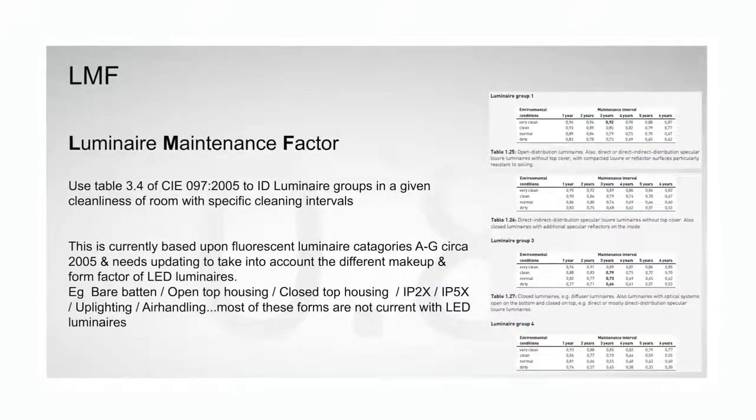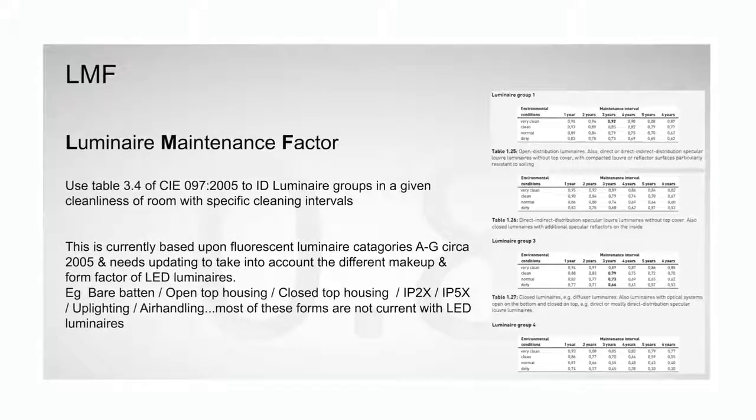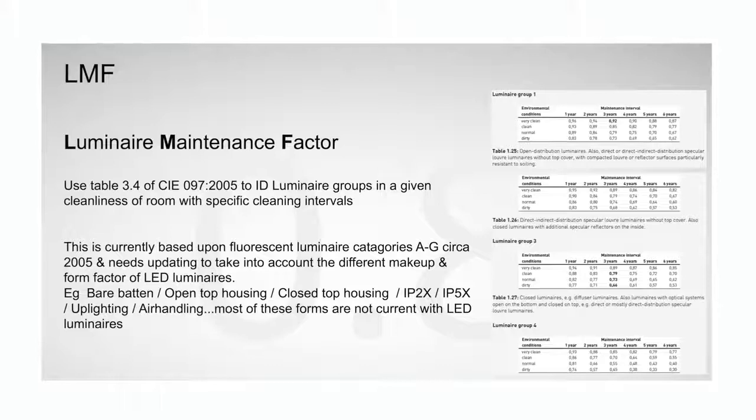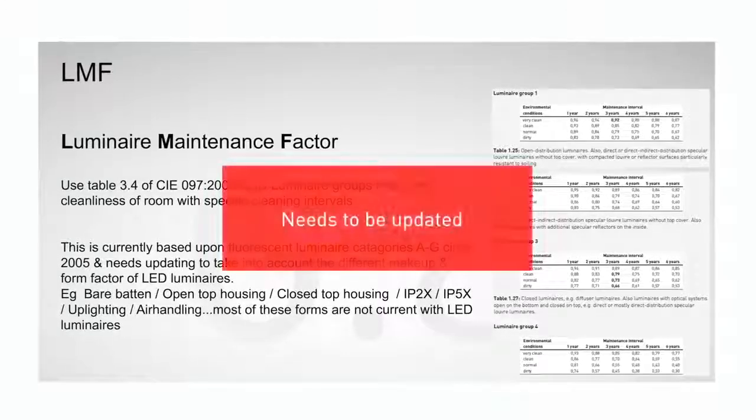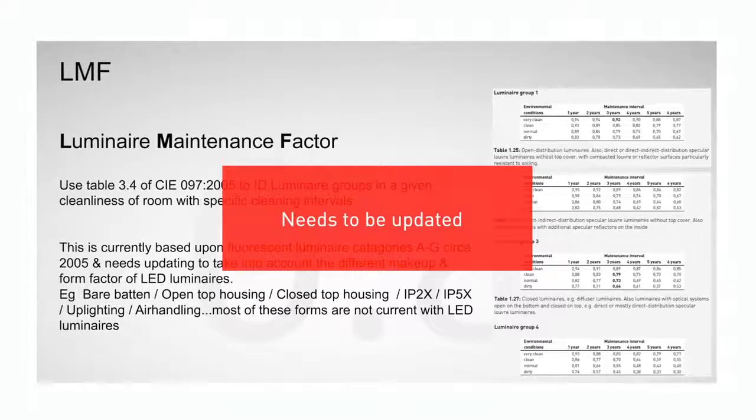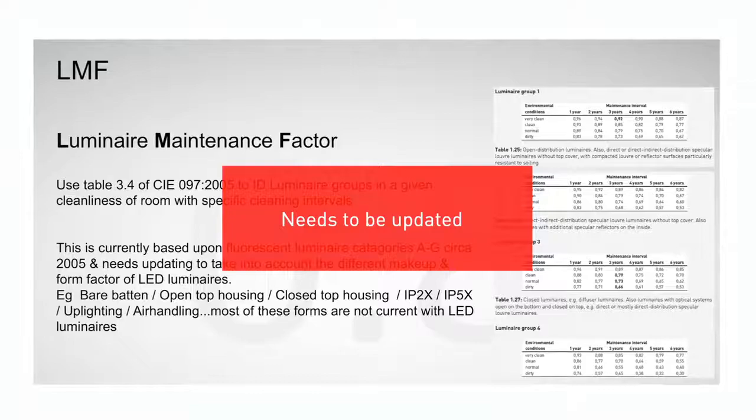So currently the luminaire maintenance factor is based upon old fluorescent luminaire technology that was written back in 2005, where there were no LED luminaires to be used as a principle. So this is the area that we believe needs to be updated, this element of the CIE. We need a few more luminaire types. Currently they're just referred to as bare battens, open top luminaires, closed top luminaires, IP rated luminaires, air handling, etc. So there needs to be more definition that is more linked to the current day-to-day LED luminaires.